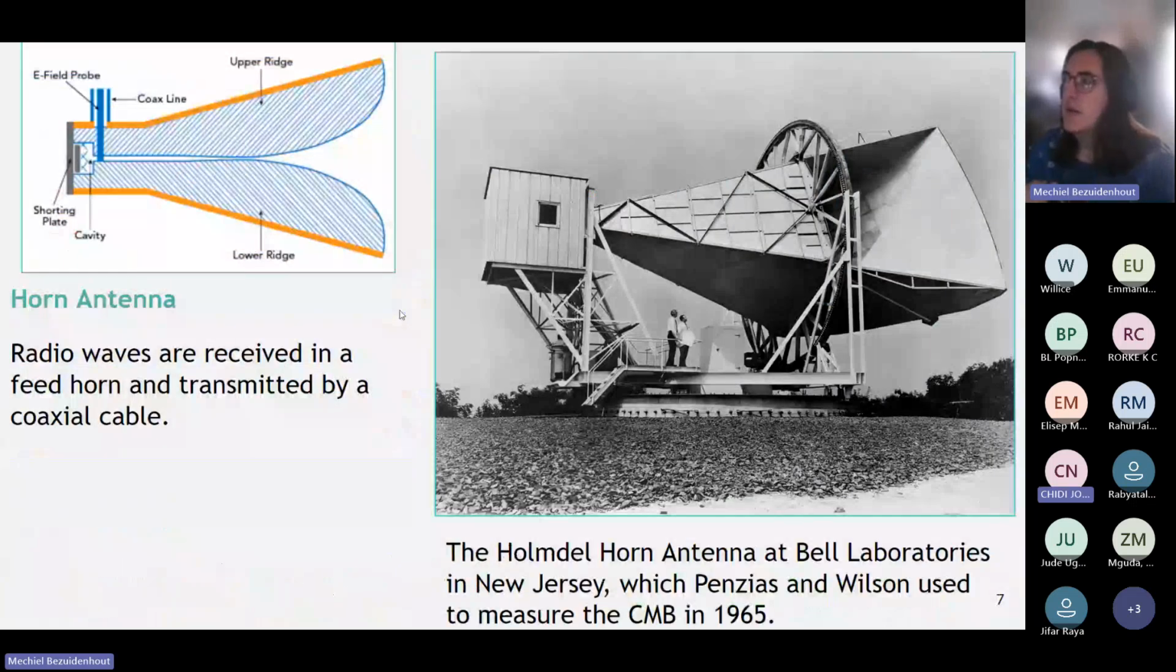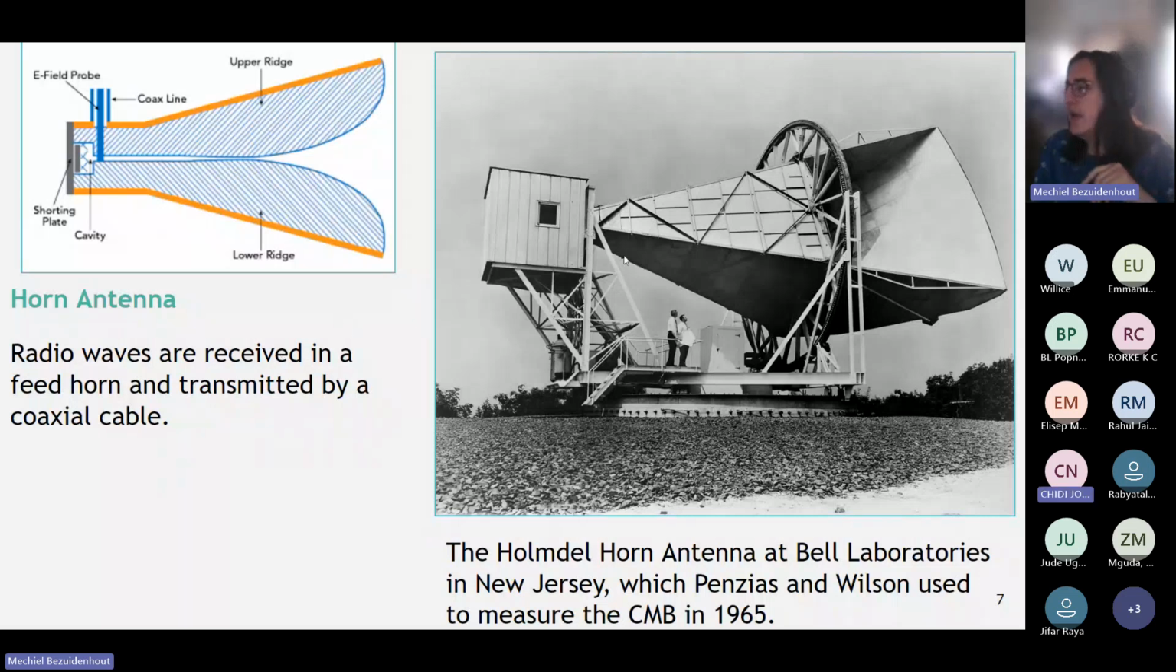Right. So another kind of antenna is this horn antenna, where instead of a cable, you have a horn that feeds a coaxial cable. So only radio waves that are coming in the direction into the mouth of the horn are received. And so that's how you create directionality just with this physical structure.